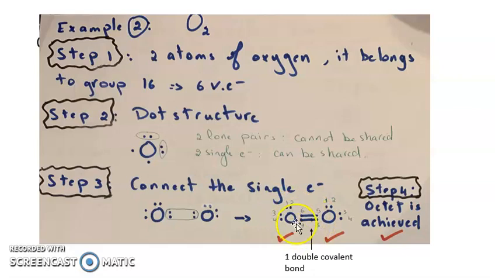This is for the first oxygen. For the second oxygen, same thing. 1, 2, 3, 4, 5, 6, 7, 8. So each of these 2 oxygens has 8 electrons in the outer shell.